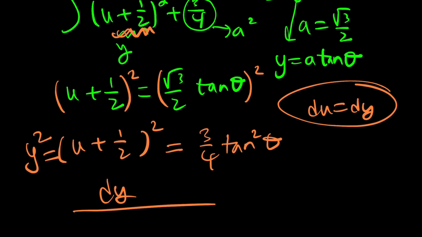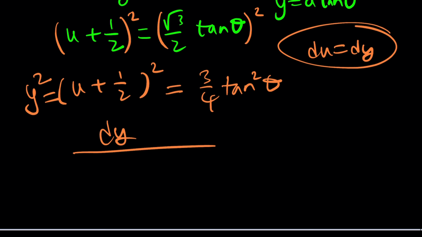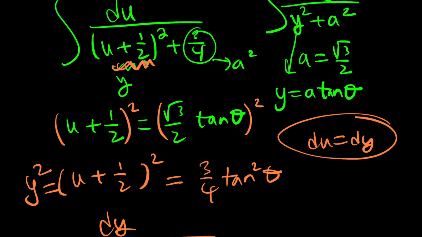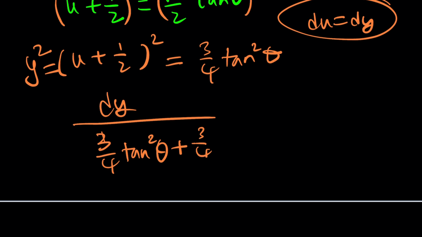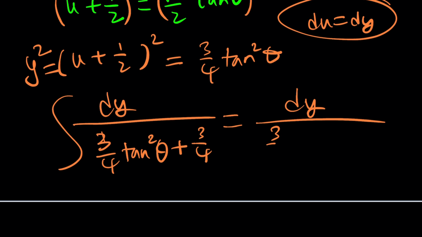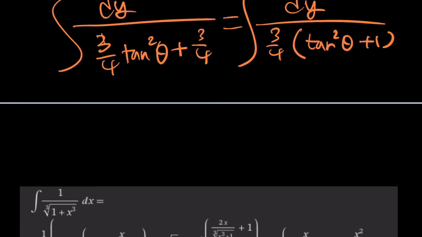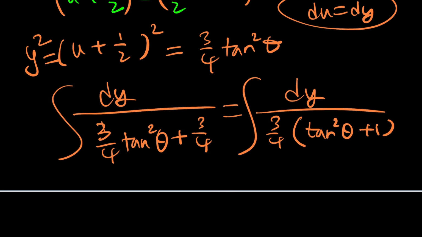Sorry, my work has been very messy so far. But here's what you're going to get from here. 3 over 4 tangent squared theta plus 3 over 4. Awesome. Now this is going to simplify a great deal. You know why? Because this is going to be 3 over 4 on the outside, but tangent squared theta plus 1, which is secant squared. I have the answer at the bottom. And this is going to be secant squared, and secant squared can be integrated.